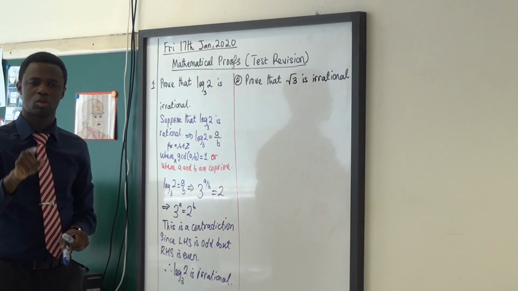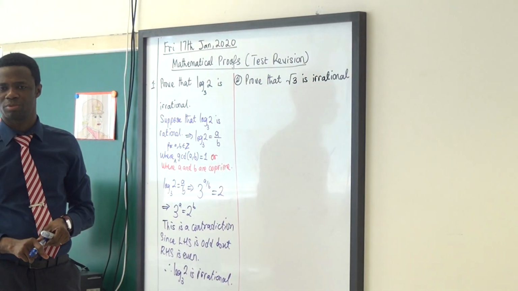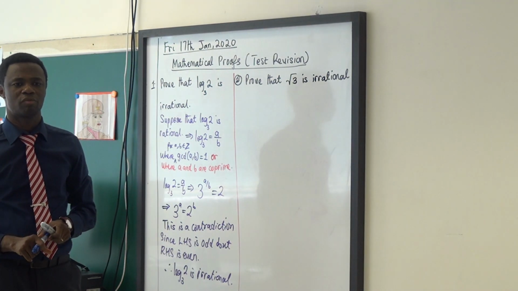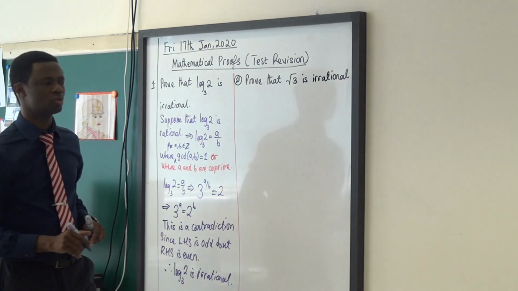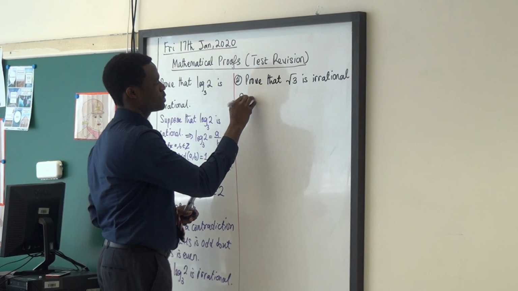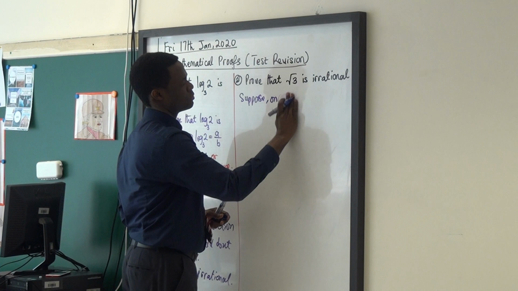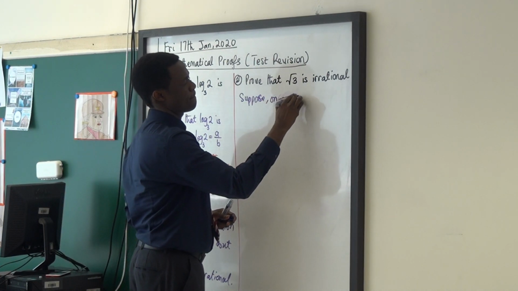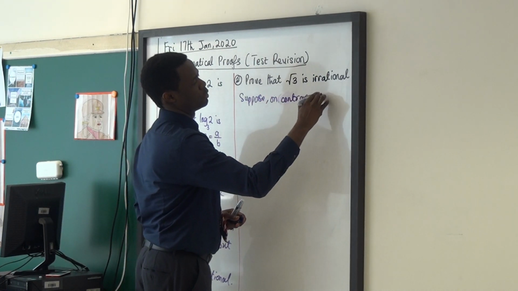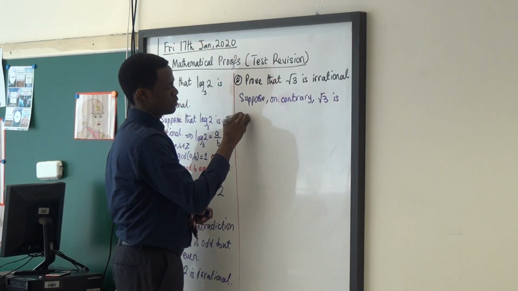Now, root 3. In your textbook, I think root 2 has been done as an example, so you are free to look at that for your personal study. Let's try to do root 3 together. Again, suppose on the contrary, root 3 is rational.